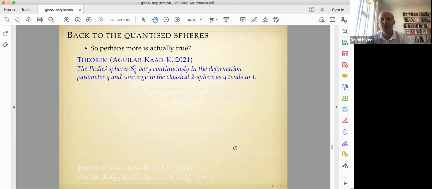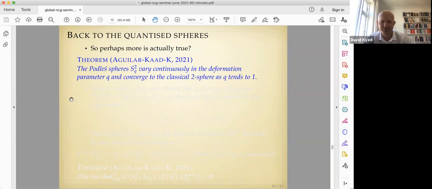And then we proved that the standard Podleś spheres, S_q^2, do vary continuously in the deformation parameter. And this also holds at q = 1, so that the quantized 2-spheres really do converge towards the classical 2-sphere with its round metric as q tends to 1.